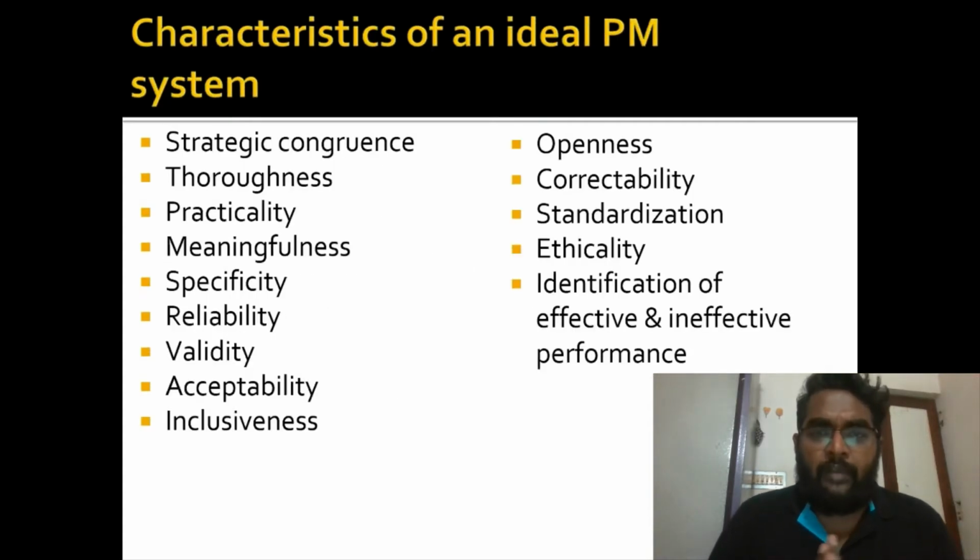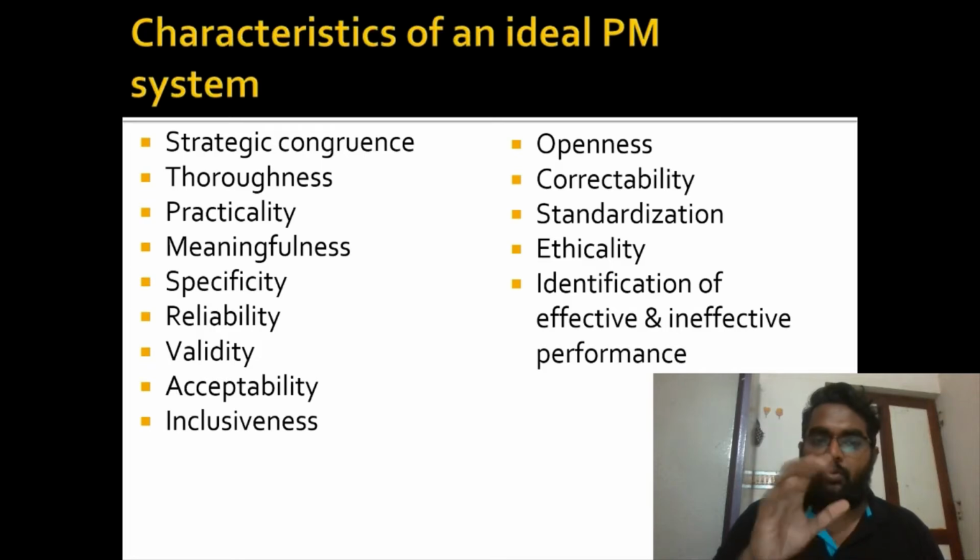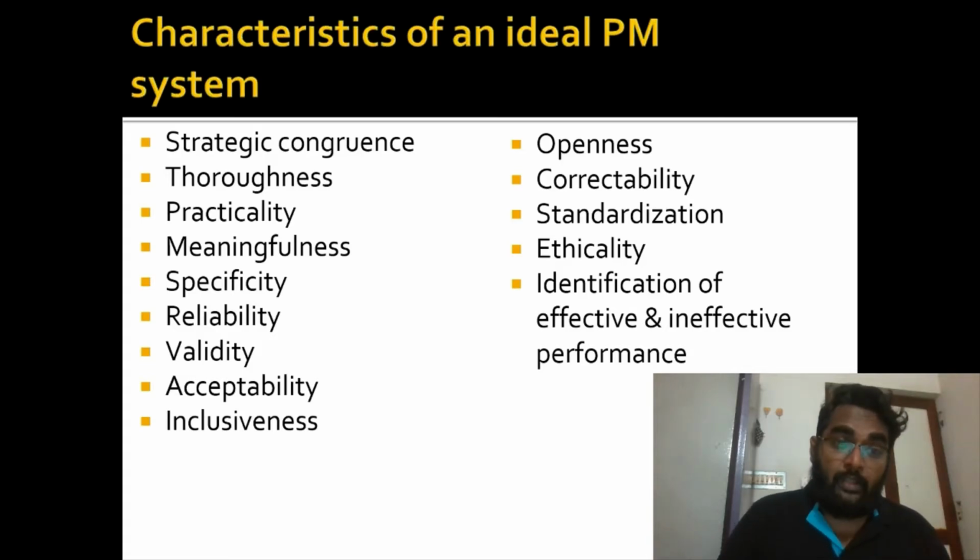Then, features of an ideal performance management system. If your performance management system is the best, it must have all these features. First, strategic congruence. Thoroughness and clarity. Then practicability, meaningfulness, simplicity, reliability, validity, acceptability, inclusiveness, openness, and correctability. Once implemented, you must be able to rectify its mistakes, if any.